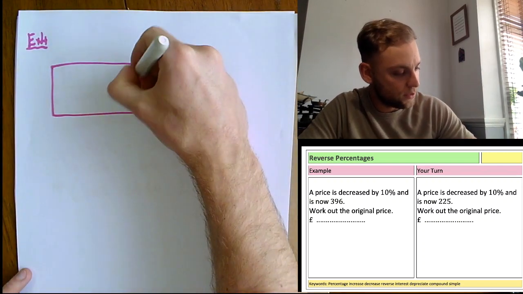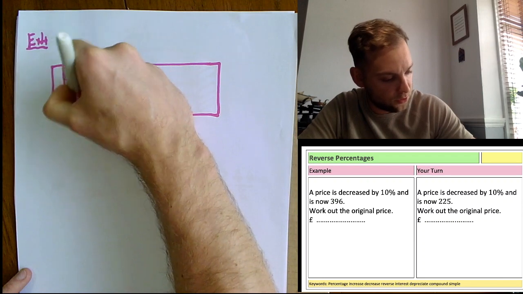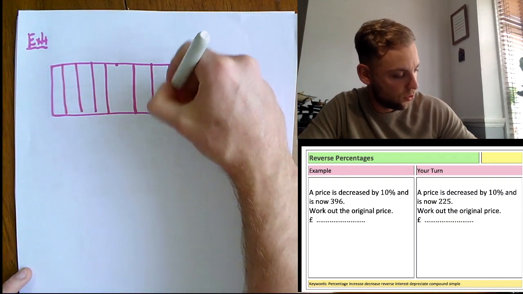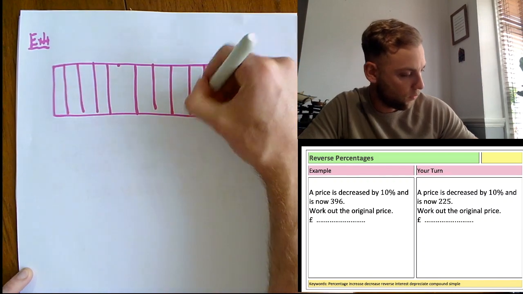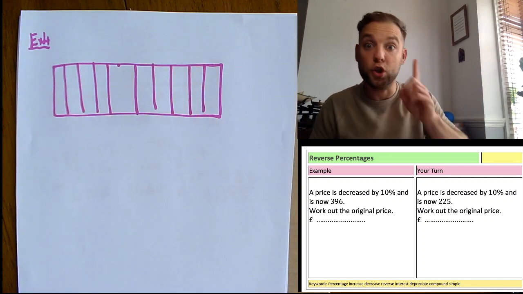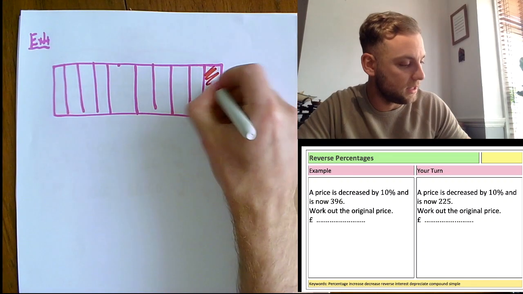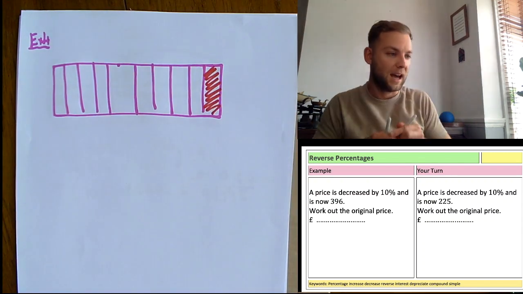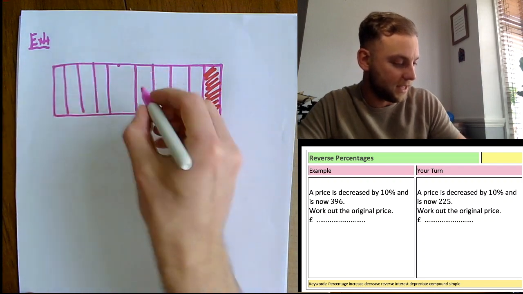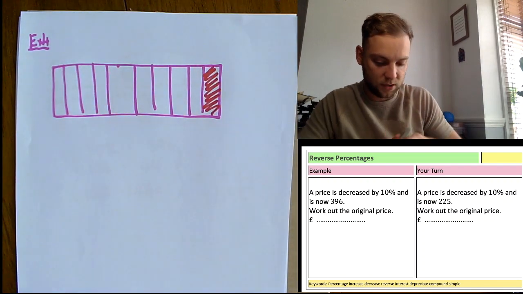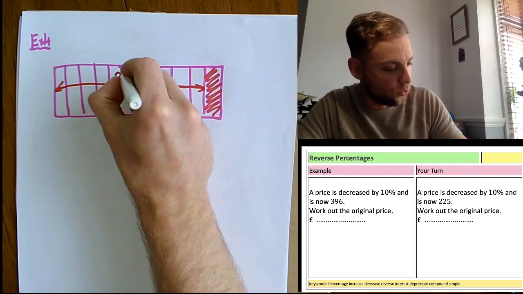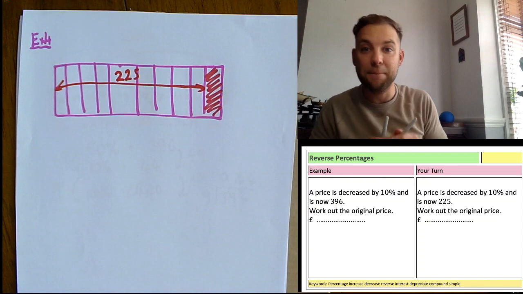So if I'm splitting it up into 10%, I need 5, 1, 2, 3, 4, 5, and then 1, 2, 3, 4, 5. So 1, 2, 3, 4, 5, 6, 7, 8, 9, 10. It's been reduced by 10%, so I need to get rid of one of these 10%. Okay? And I know it's now worth 225. So I'm saying that all of this, let's use the red pen, all of this is 225.